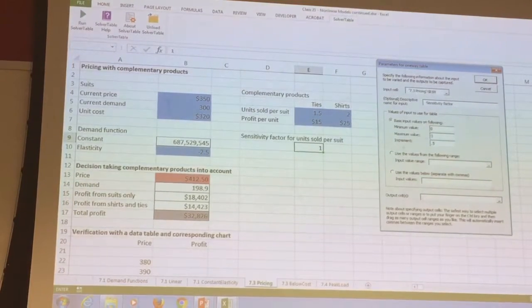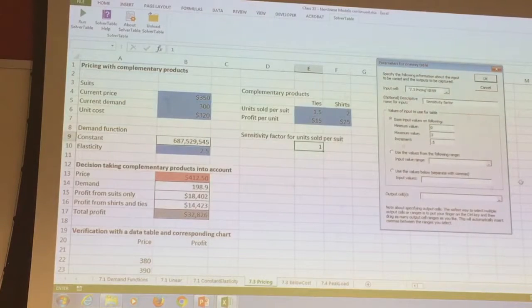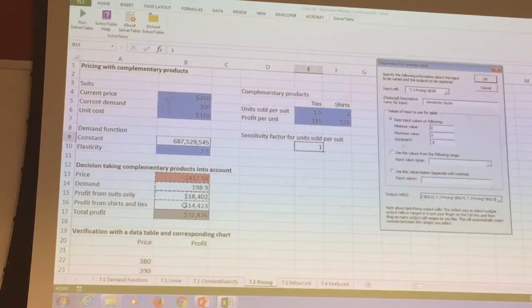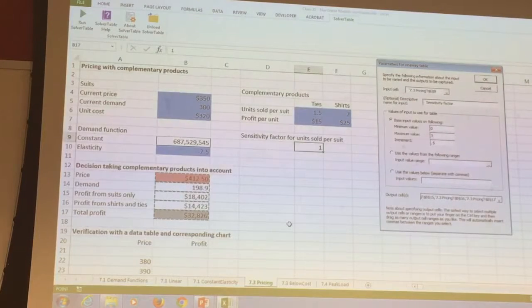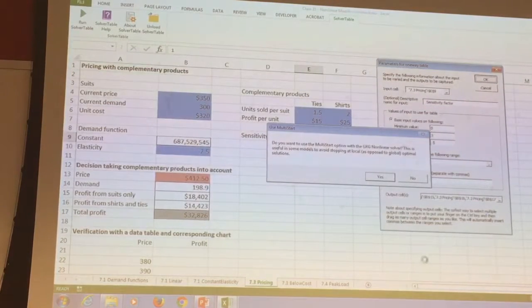So for output cells, I'm going to choose every single one of these because I'd like to know if that sensitivity, if we sell more, if we sell less, how does that affect my price? How does it affect demand? How does it affect the profit I get from suits, the profit I get from everything else, or the other stuff, and the total profit? I want to know all 5 of those things. So I'm actually going to choose all 5 of those as output. And I'm going to click OK. Oh, do not want to use multi-start, so I say no.